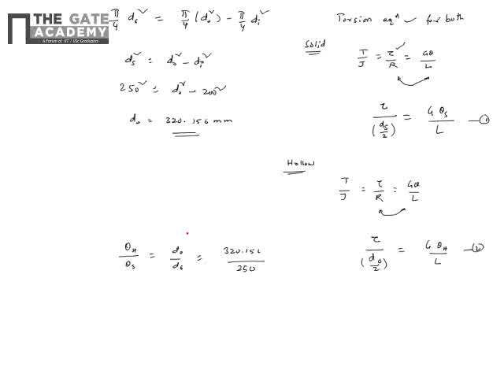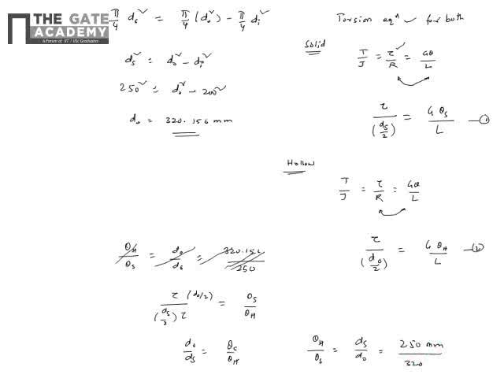Let's do it properly. I think we have messed up somewhere. So this is tau by ds by 2, this is tau by d naught by 2, and on the right side this is theta s by ds. So this is d naught by ds for theta s by theta h. So if I'm interested in theta hollow by solid, it will be ds by d naught. Ds is 250 mm and d naught is 320.156. So this ratio is basically 0.78 if you use a calculator, and therefore the answer is option A.